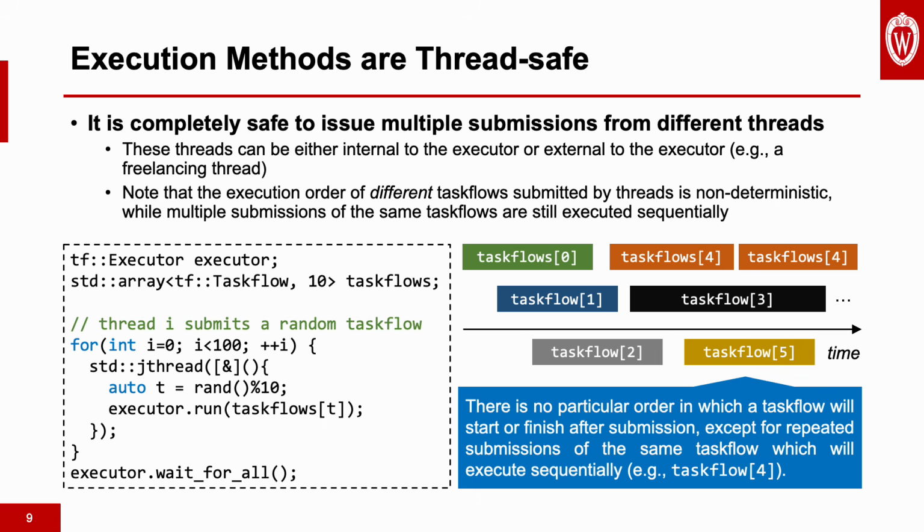Although we can do this, we should be aware that the execution order of different task flows submitted by different threads is non-deterministic, while multiple submissions of the same task flows are still executed sequentially. For example, as you can see from the execution timeline for the code below, there is no particular order in which a task flow will start or finish after its submission, except that the repeated submissions of the same task flow will execute sequentially, that is, task flow number 4.